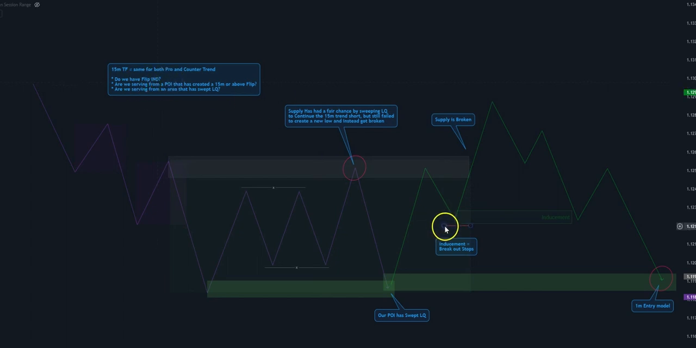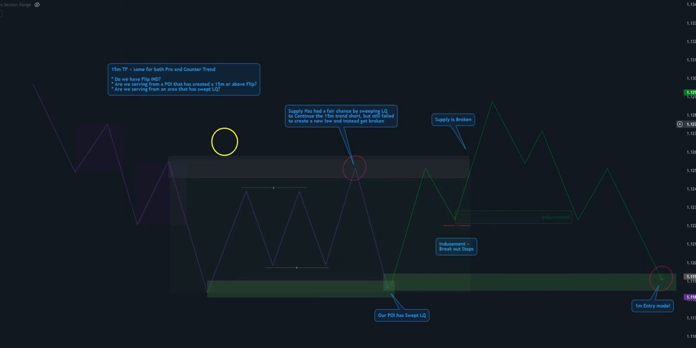Yep, so same details I just explained. We'll see this breakout, market breaking out, and there'll be a lot of orders and stops placed underneath the previous low. That's the fuel you want. So do we have flip inducement? Yes. Are we selling from a point of interest that created a 15-minute flip or above? Yes. So this is demand that basically broke supply, a range flip, all the good stuff.